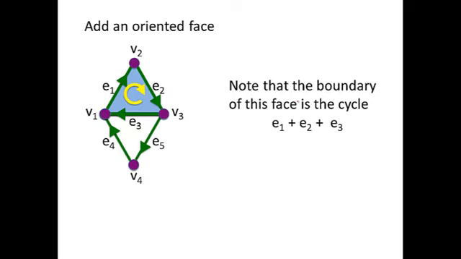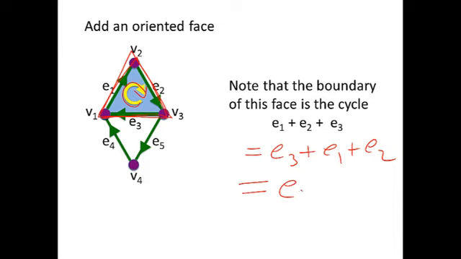If we travel in the clockwise direction, the boundary of this face will be E1 plus E2 plus E3. Since our group is abelian, we can also denote this boundary, the cycle, as E3 plus E1 plus E2. So E3 plus E1 plus E2. And since we can commute any two objects, we also have that this is equal to E3 plus E2 plus E1.